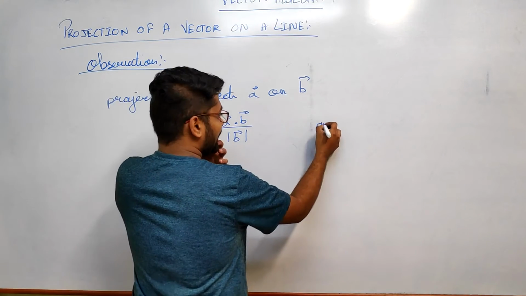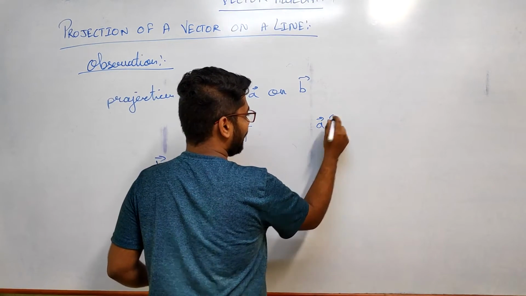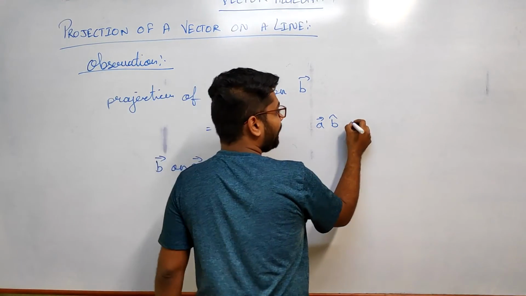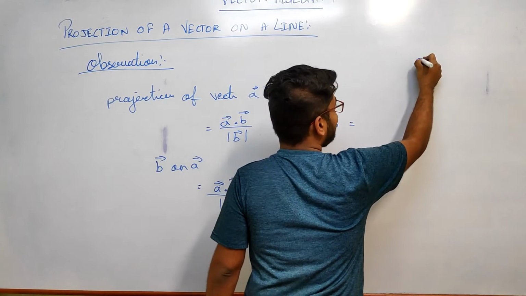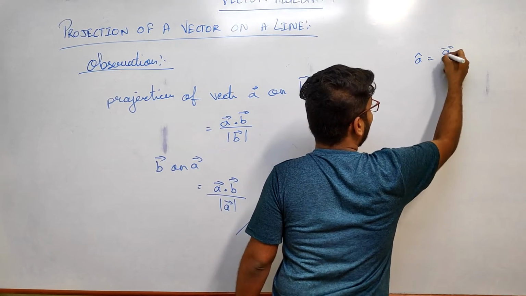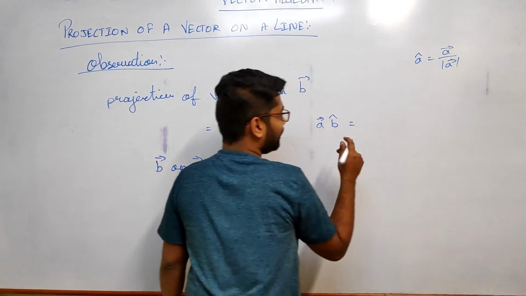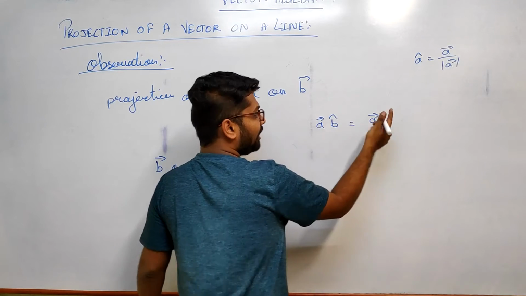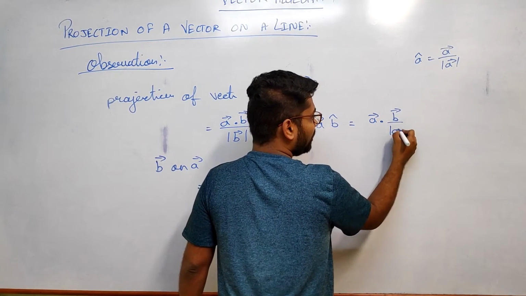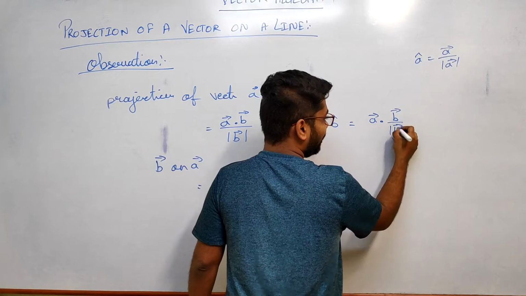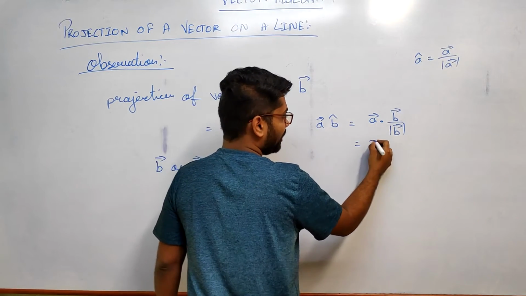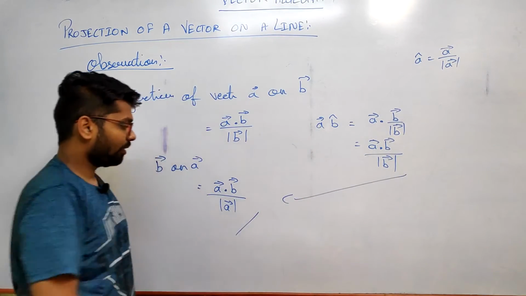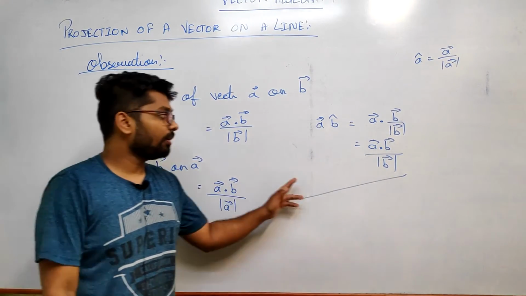See, suppose it is a bar into b cap. b cap is what? A unit vector. Now you know how a unit vector is denoted. Suppose a cap, then it is a bar divided by modulus of a bar. Correct, right? So a bar is already there, I have kept it as it is. But what will I do with b bar? b bar divided by modulus of b bar. Right? So that is the definition of a unit vector. So this will give me my answer, meaning the projection formula. Correct? So this is how the projection formula comes.